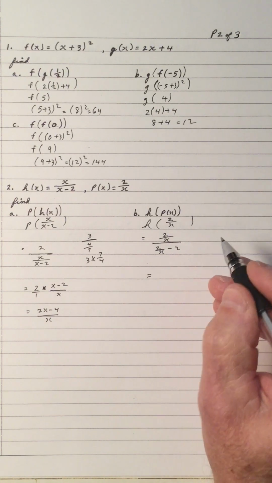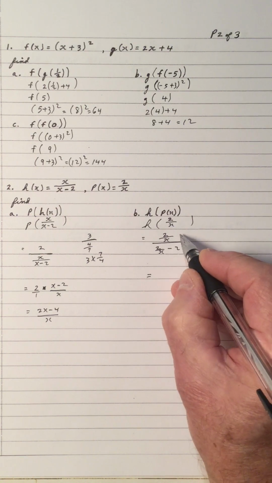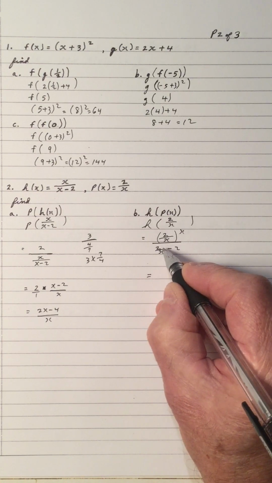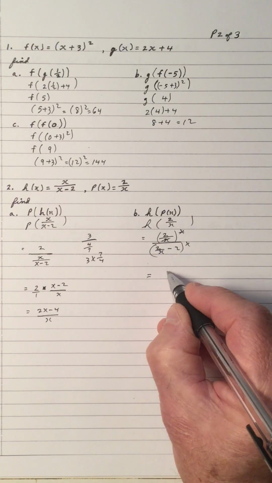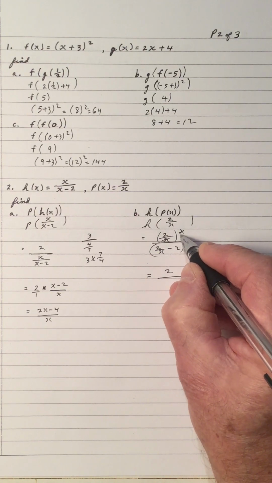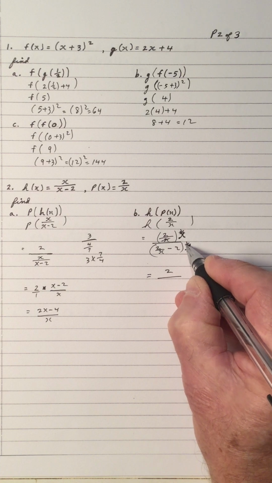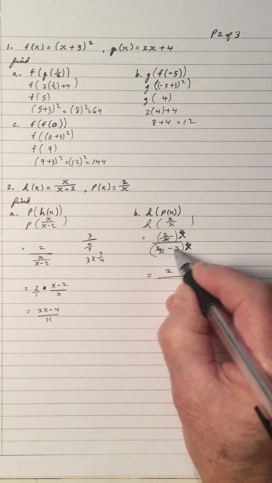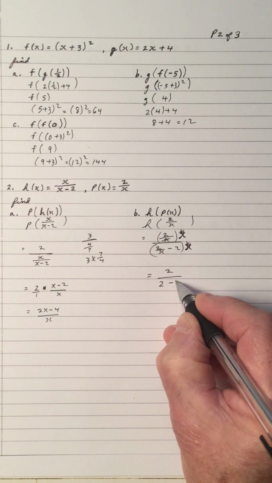The fastest way is that the LCD for top and bottom is x. So I'm going to multiply the top by x and multiply the bottom by x. When I do x times 2 over x, the x cancels, I get a 2. It's not a power, it's just x being multiplied by 2 over x, and x being multiplied by these two. So x times 2 over x is 2, and x times negative 2 is negative 2x.